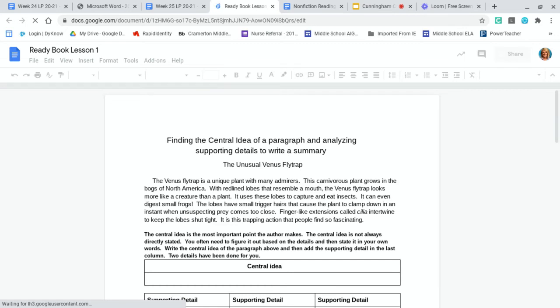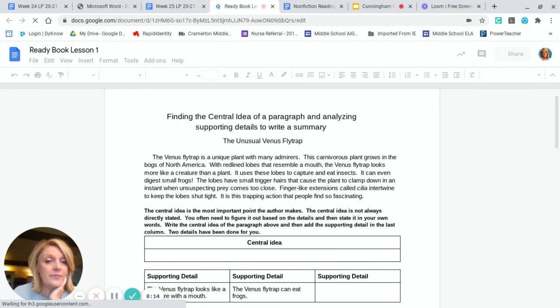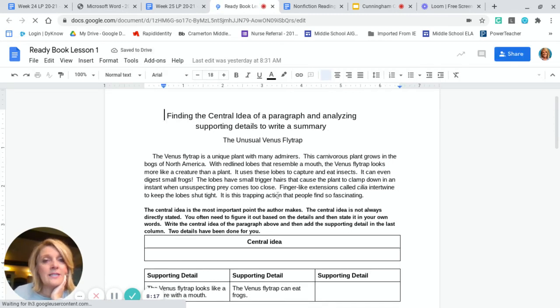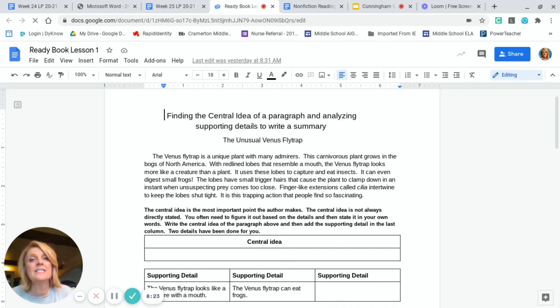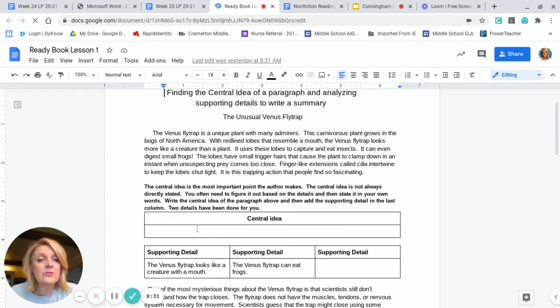Okay, so what I've done here is I have given you a passage. It's about the unusual Venus flytrap. I've chunked the passage for you like we did in the last video, and it says finding the central idea of a paragraph and analyzing supporting details to write a summary. So you're going to read this, and you are going to figure out what's the central idea. What is this paragraph mainly about? The central idea is the most important point that the author makes. The central idea is not always directly stated, just like it wasn't in Grandfather Tales. You often need to figure it out based on the details and then state it in your own words.